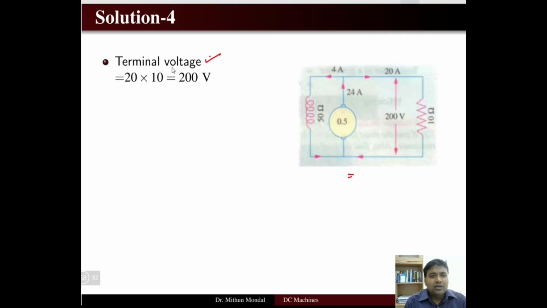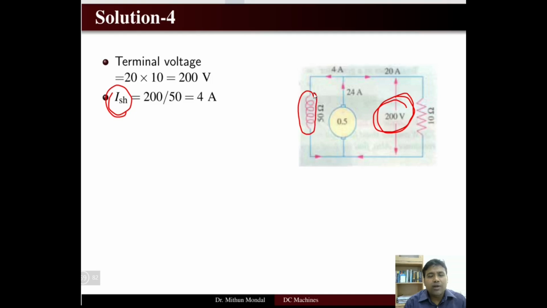So at the terminal the voltage will be the terminal current multiplied with the load resistance. So load resistance is given to be 10 ohms and the current which is delivered is 20 ampere. So if you multiply 20 ampere with 10 ohms, you will get the load voltage or the terminal voltage as 200 volt. Then once we know the 200 volt at the terminal, it will be easy to compute the shunt current. So the current that is flowing across the shunt field winding is the load voltage divided by the resistance of the shunt, so it is equal to 4 ampere.